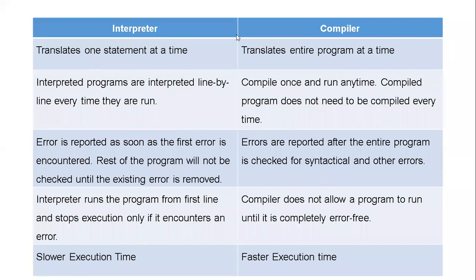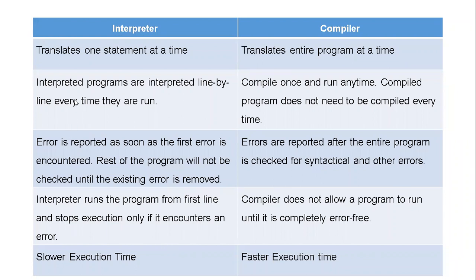Let us see the difference between an interpreter and a compiler. In the case of an interpreter, the translation happens one statement at a time. But in the case of a compiler, it takes the entire program and translates the entire program at one time. Interpreted programs are interpreted line by line every time they are run. So whenever we want to run an interpreted language, the translation should happen, because it is statement by statement conversion.